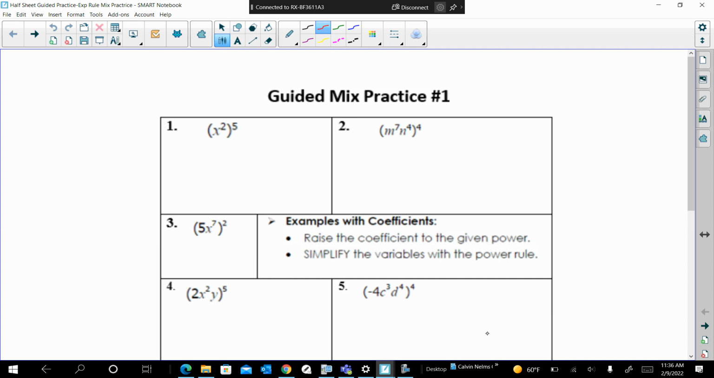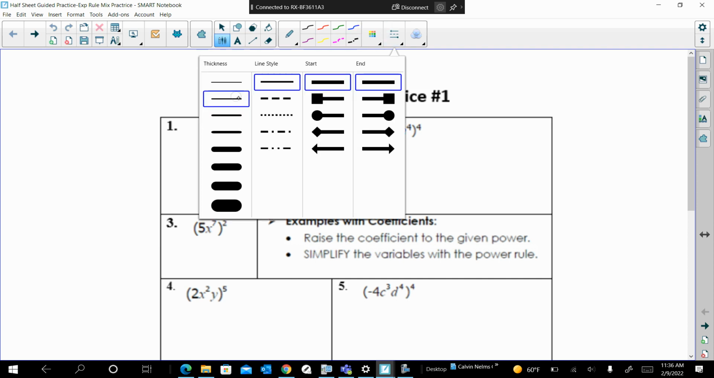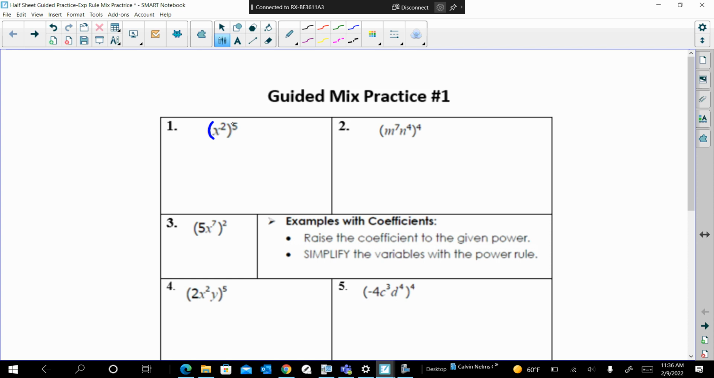Okay, so on number 1, because I see these parentheses right here, and I have the exponent outside the parentheses, we should be using the power rule. What does the power rule tell us to do? Yeah, you multiply the exponent. So this gets simplified as x to the 10th power, because we did x with a power of 2, and then we multiplied it by that 5. So x to the 10th is the final answer.